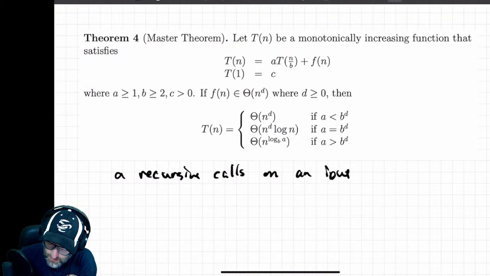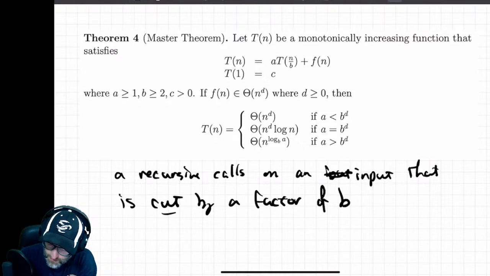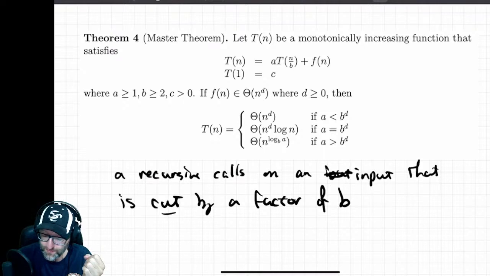input that is cut by a factor of b, right? That's where this b comes in over here. You're making a certain number of recursive calls on an input that, if b is 2, then it's half as big. If b is 3, then it's 1/3 as big. If b is 4, then it's 1/4 as big. And then you've got some non-recursive cost here, right?